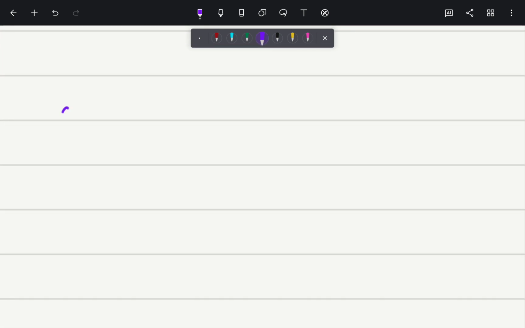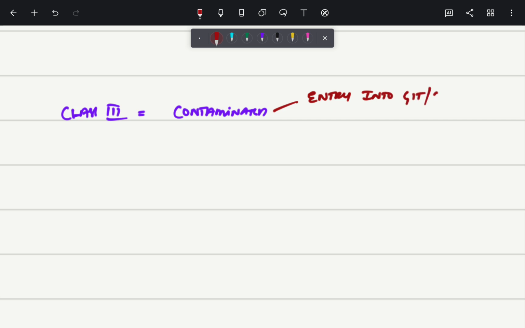Now let's talk about class 3 wounds. Class 3 wounds are considered contaminated wounds. Now what is meant by this? It means there is entry into the gastrointestinal tract, genitourinary tract, or the respiratory tract. Hence there is contamination. And not only that, the most important thing here is that there is spillage.